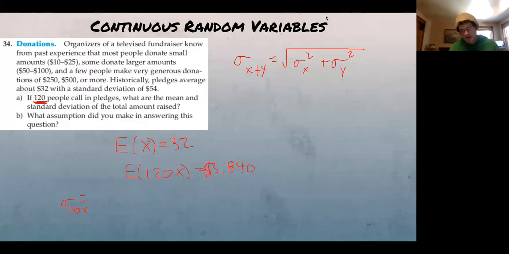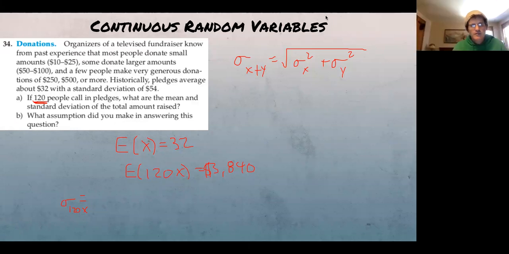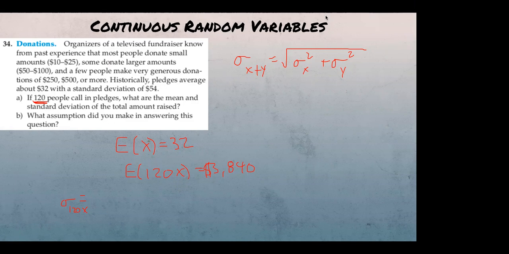So you came up with what I agree is the correct answer. How did you get that? Sorry, what did you say? I was just saying, I liked your answer. How did you come up with it? I took 54 and then squared it, and then I multiplied it by 120, and then took the square root. There we go.